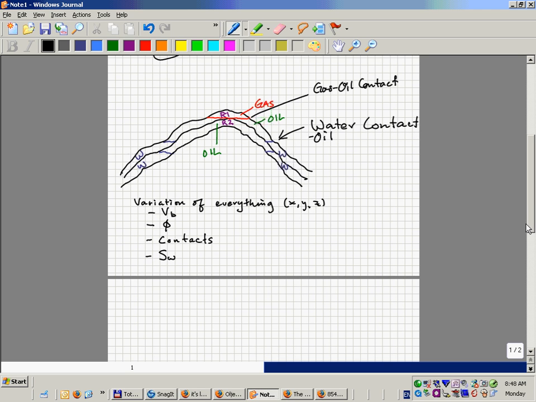And then I'm going to tell you that in some reservoirs, life is not as simple as this is gas and this is oil. Okay? Life becomes more complicated sometimes.